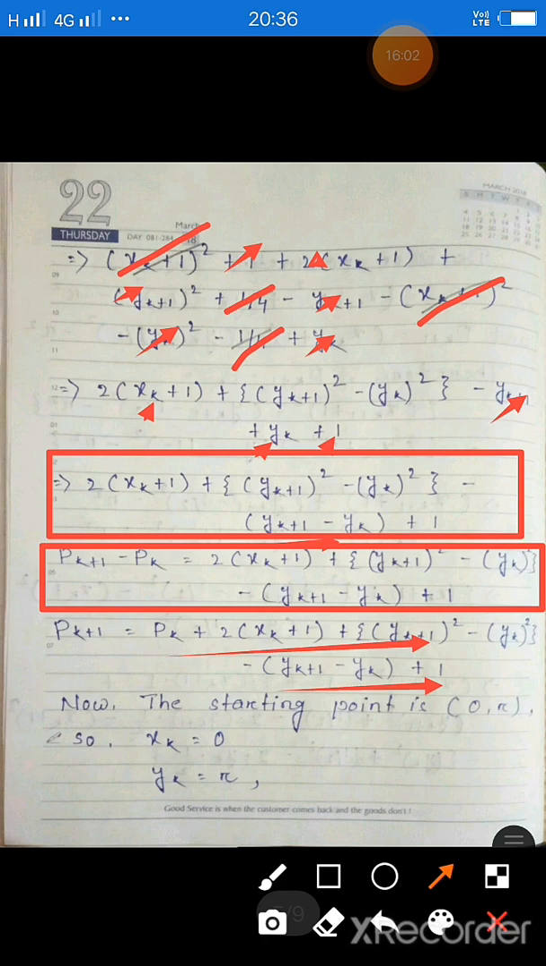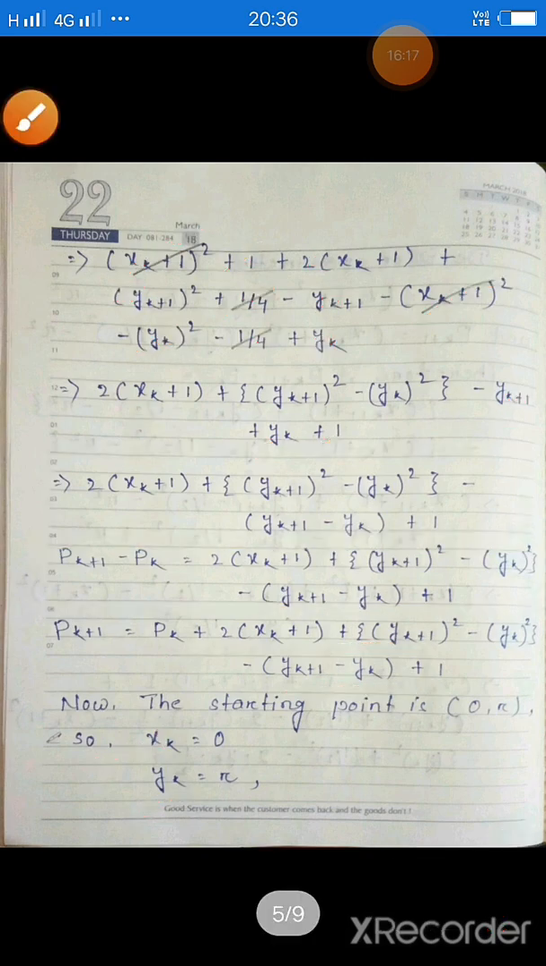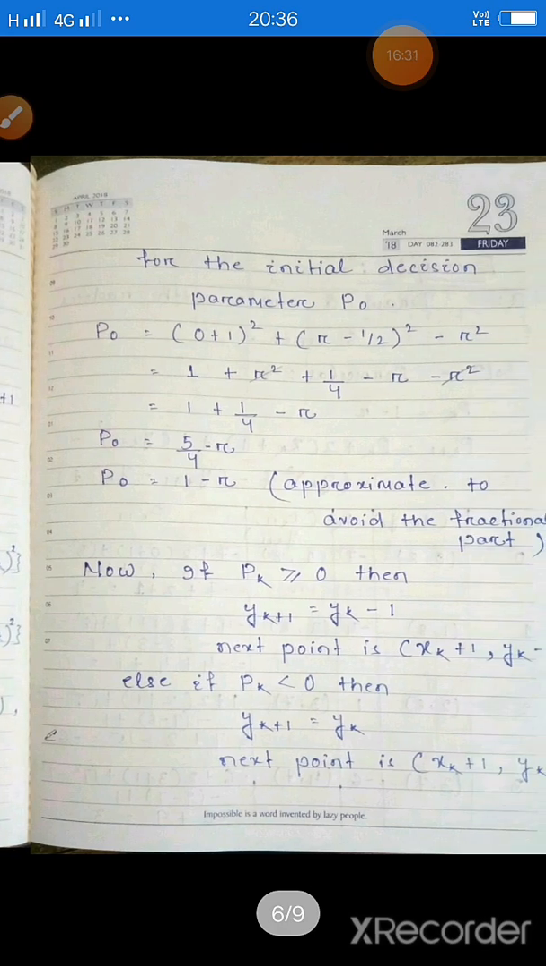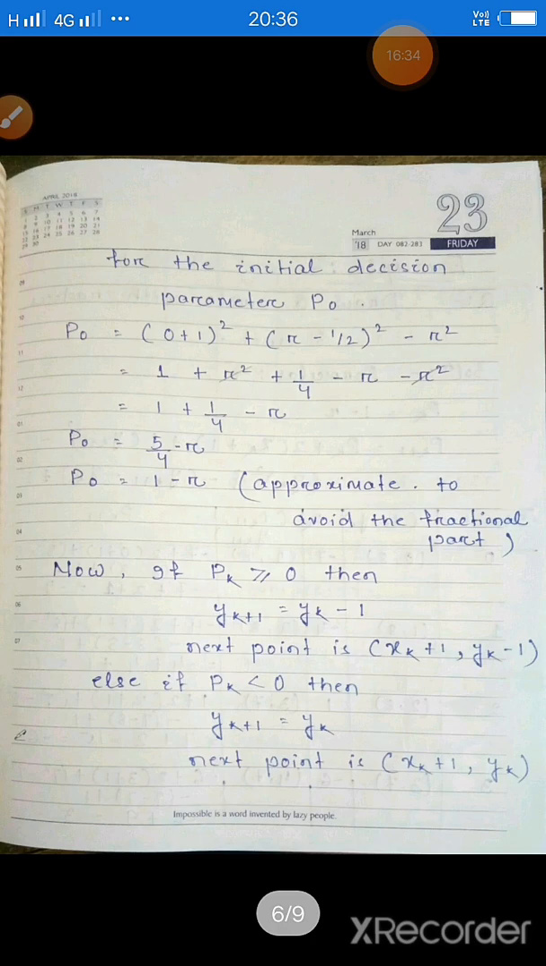Now the starting point is 0, r. Center point is 0 and the radius is r. So here xk equals 0, yk equals r. So for the initial decision parameter p0, that means here k value equals 0. That means p0 equals what? x square plus y square minus r square. Okay. x square means 0 plus 1.